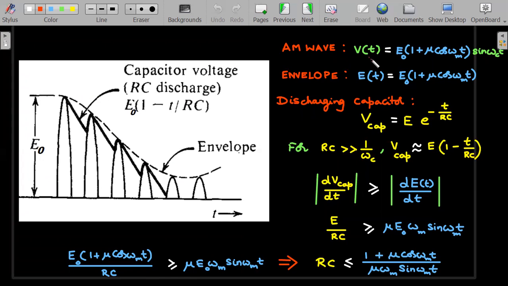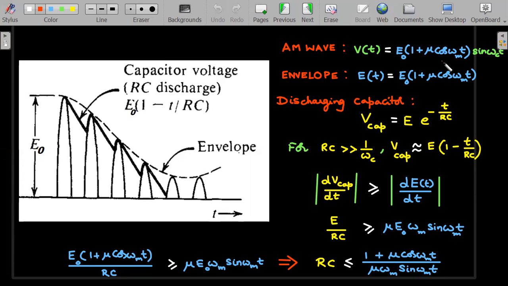Whenever an AM wave in voltage form is written, it is written in this form, where E naught sine omega c t is the carrier wave. You should know by now that in amplitude modulation you take the message signal, omega m t is the message signal, and push it into the amplitude of the carrier wave. That's why it's called amplitude modulation. When you do frequency modulation, you fit it in the frequency. Here you are fitting the message signal inside the amplitude of the carrier wave. That's why it's called the AM wave.